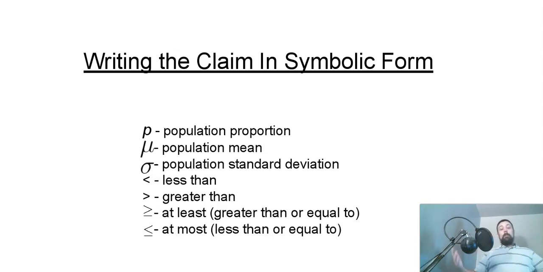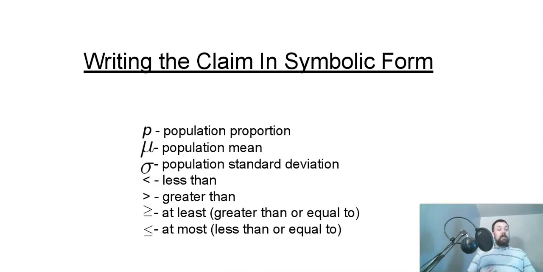It could say, for example, the population mean is equal to 5. It could say the population mean is greater than 5, or less than 5. I didn't put equals to on here because I think that one's kind of obvious, but you'll use some of those symbols in your claim as well. Equals to, less than, greater than.